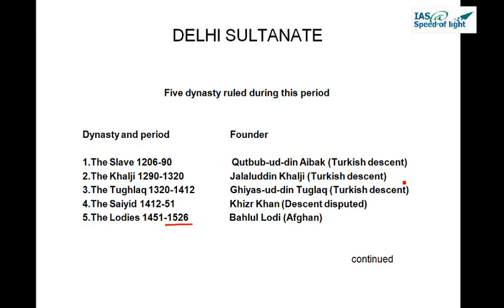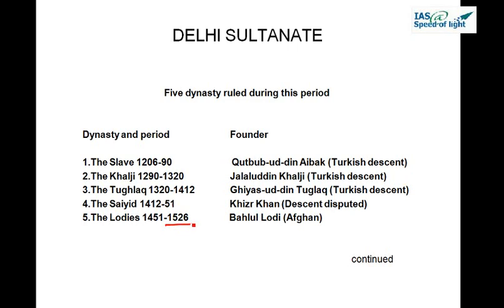The Tughlaqs, who ruled from 1320 AD to 1412 AD, whose founder was Ghiyasuddin Tughlaq. Next were the Sayyids, who ruled from 1412 AD to 1451 AD, and the last one were the Lodhis, who ruled from 1451 AD to 1526 AD, and after that we see the period of Mughals in India.